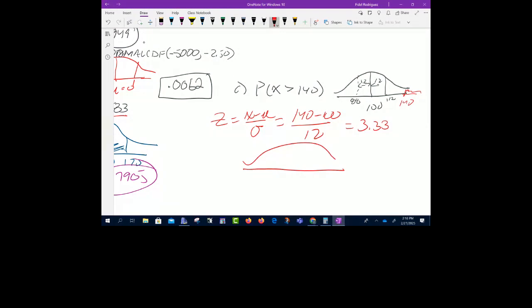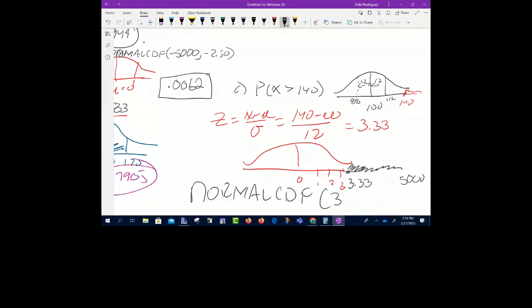Again, to give you the visual of what's going on. Remember, here's my 0, here's 1, here's 2, here's 3. We are looking for 3.33, and we're going to go all the way to the right. So if we're going to start at 3.33 and go all the way to the right, what number would we put over here? Anybody know? 5,000. Very good. Now, again, I'm going to go with my normal CDF, and we're going to start at 3.33, and we're going to go all the way to 5,000.